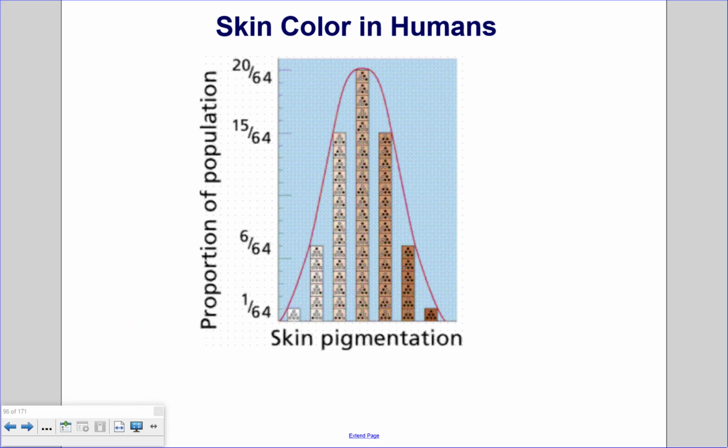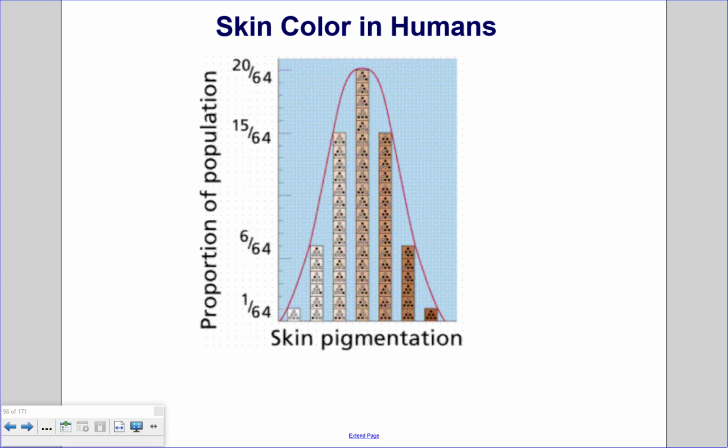Skin color in humans. This graph shows the proportion of the population for each phenotype for skin color. As you can see from this graph, there are 7 different phenotypes for the skin color that involve 3 genes. Again, this is a more simplistic example.